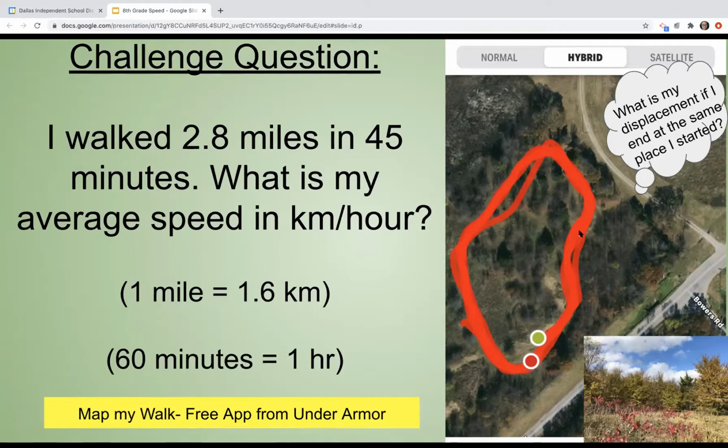So think about what that word means. What is my displacement if I end at the same place I started? And then just do really quickly, write down the question or take a picture with your phone so you can try and answer it later.